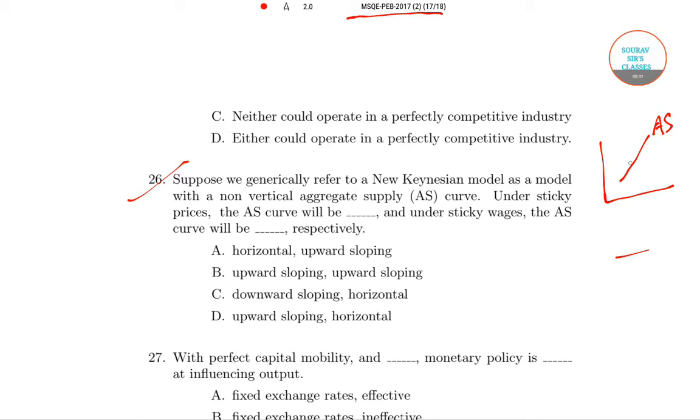So we consider the new Keynesian model as a model with a non-vertical AS curve under sticky price. So under sticky price, what will the AS curve be, and under sticky wage, what will the AS curve be? For that, first we have to draw this.